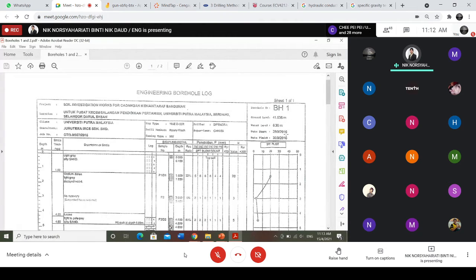This is from 2016 in our surrounding in Universiti Putra Malaysia, which is the SI borehole log for cadangan menaik taraf bangunan, which is actually for constructing a new building surrounding Pusat Kecemerlangan Pendidikan Pertanian, right? Do you know where it is? This Pusat Kecemerlangan Pendidikan Pertanian.